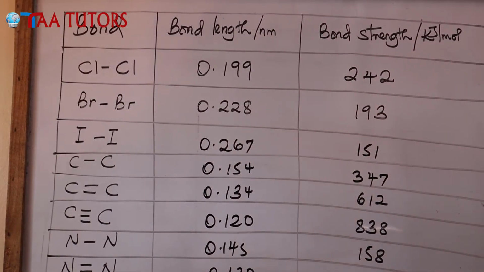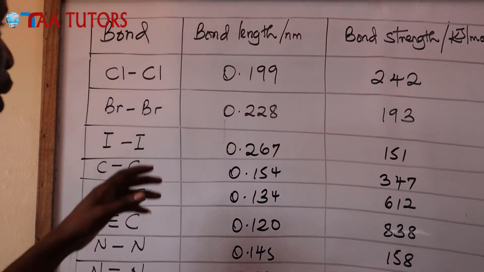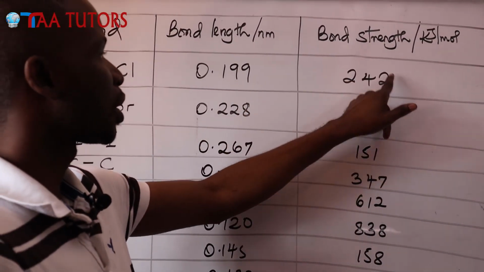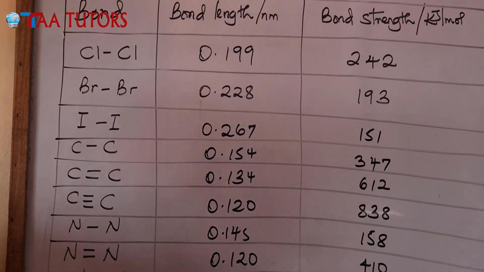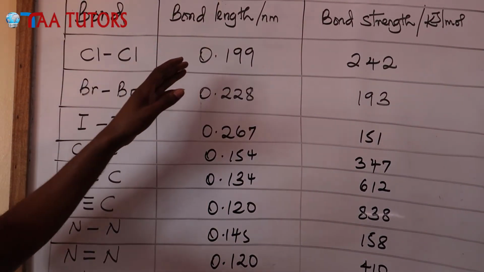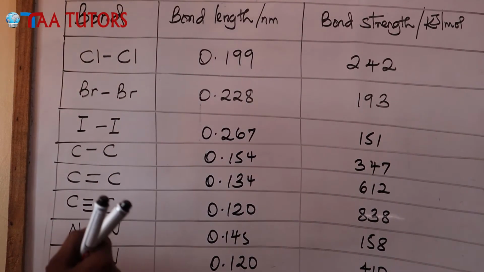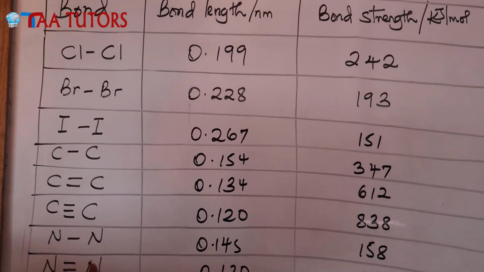Now like I said, we are looking at a table that shows the bond length and the bond strength. The bond strength here just indicates the amount of energy we need to break that particular bond. That's what we refer to as the bond strength. And then the bond length is here. We can see the bond length. Like I said before, we can only compare bonds that are similar, meaning if they are single bonds, that's what we compare their bond lengths.